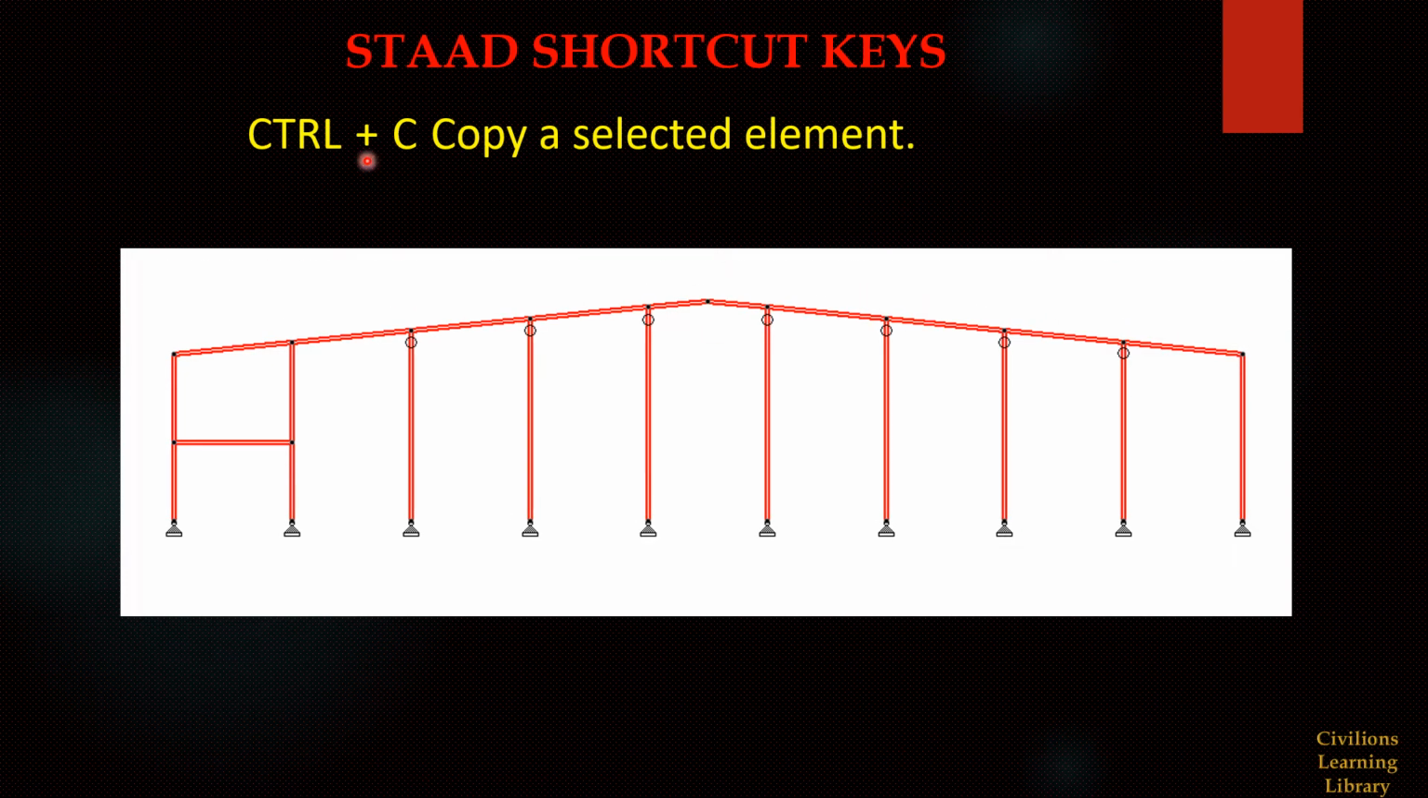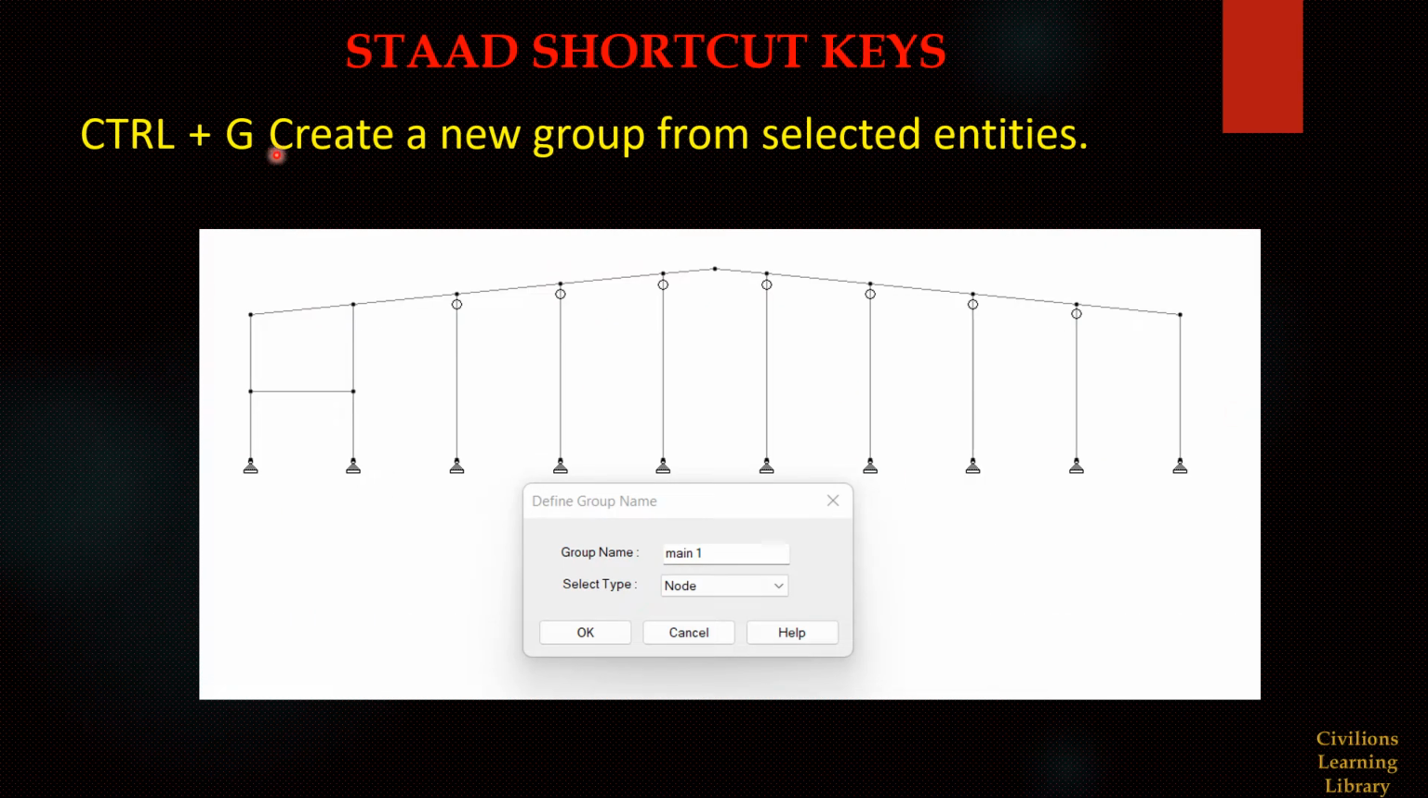Then normal Control C is used to copy any element. Control G shortcut key is used to create a new group from the selected entities. You can see an example here.